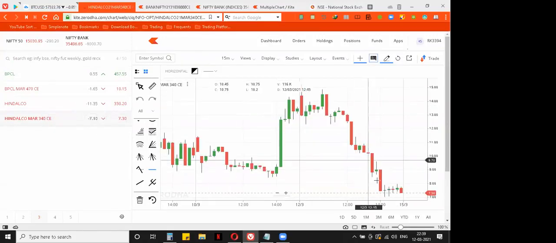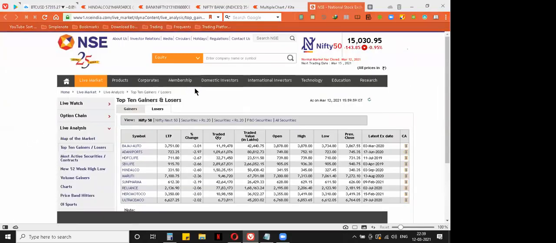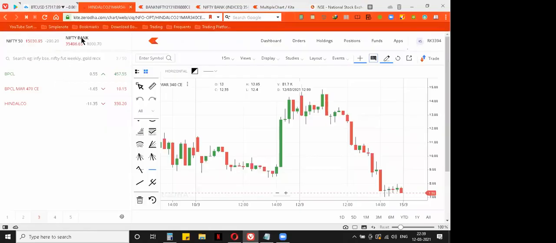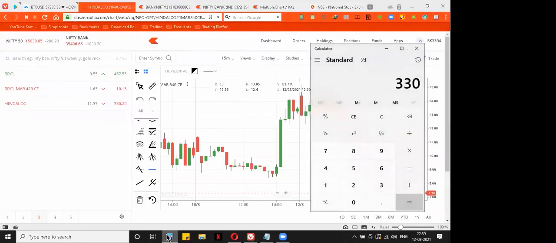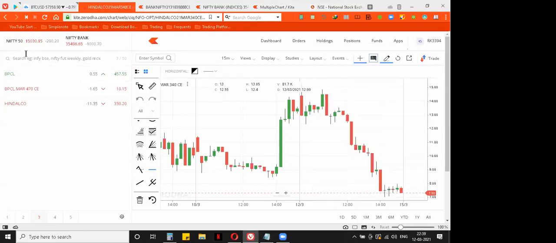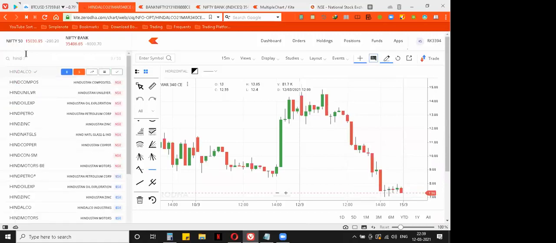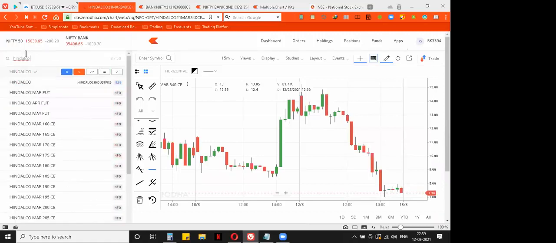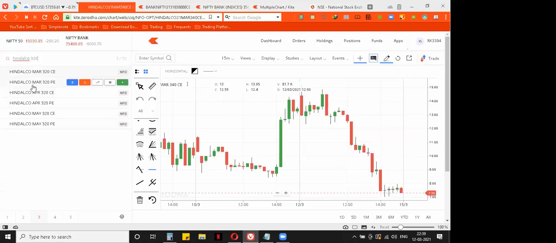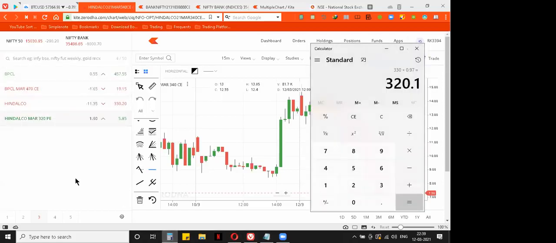Here you had a fantastic ride. This is a C. Oops. Hindalco was a top loser or gainer? Hindalco was a loser. So we want 330 into 0.97, which is 3% less. So Hindalco 320 P. Am I right? Yeah.